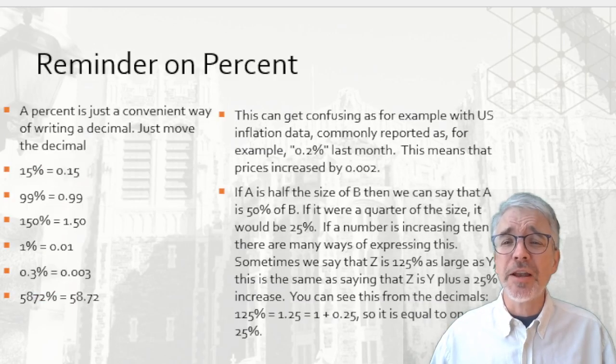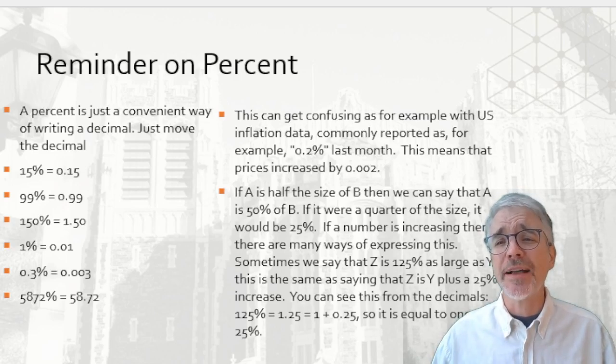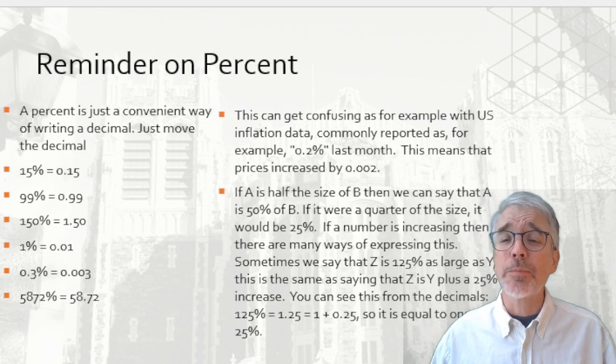Now, we've been using percentages. Let's do a quick review. Hopefully this is a review. A percent is a convenient way of writing a decimal. You just move the decimal point. 15% is 0.15, 99% is 0.99, 150% is 1.50. Just move that decimal point over. 1% is 0.01, 0.3% is 0.003. It's very mechanical, just moving the decimal point.